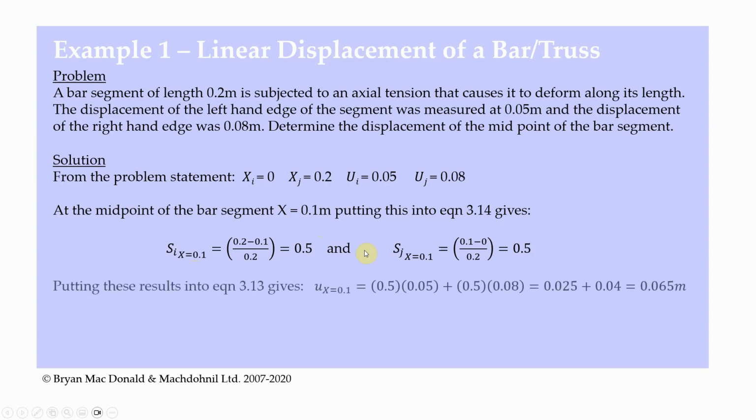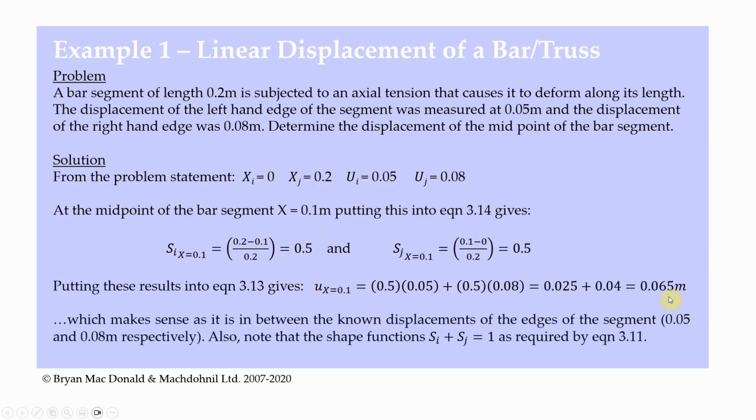Then we can put that into our full equation. Again, u at x equal to 0.1 is going to be si ui, where si comes from there and ui we were given in the question, plus sj uj. Filling in all those values, we get a value of 0.065.